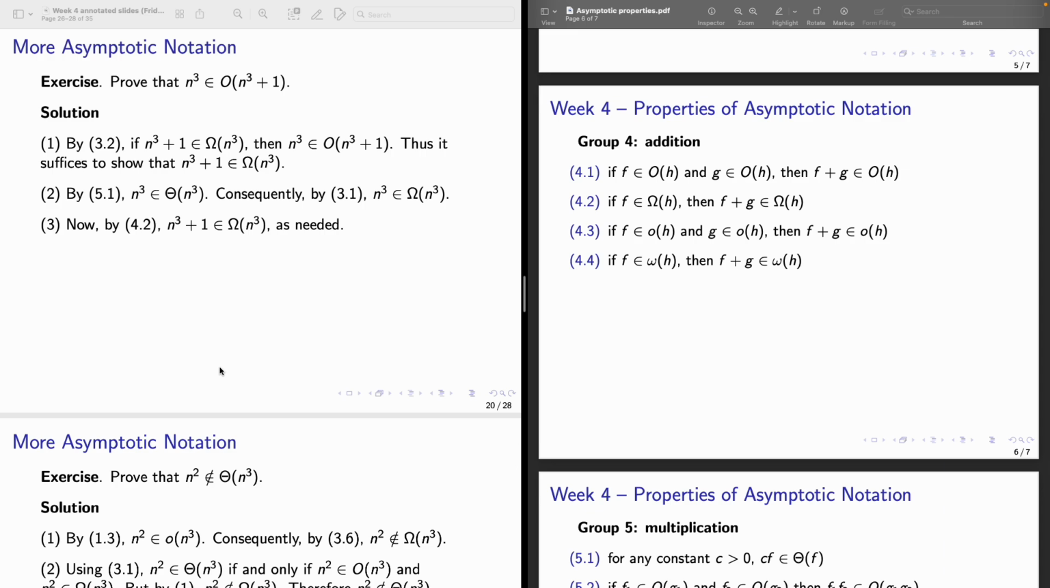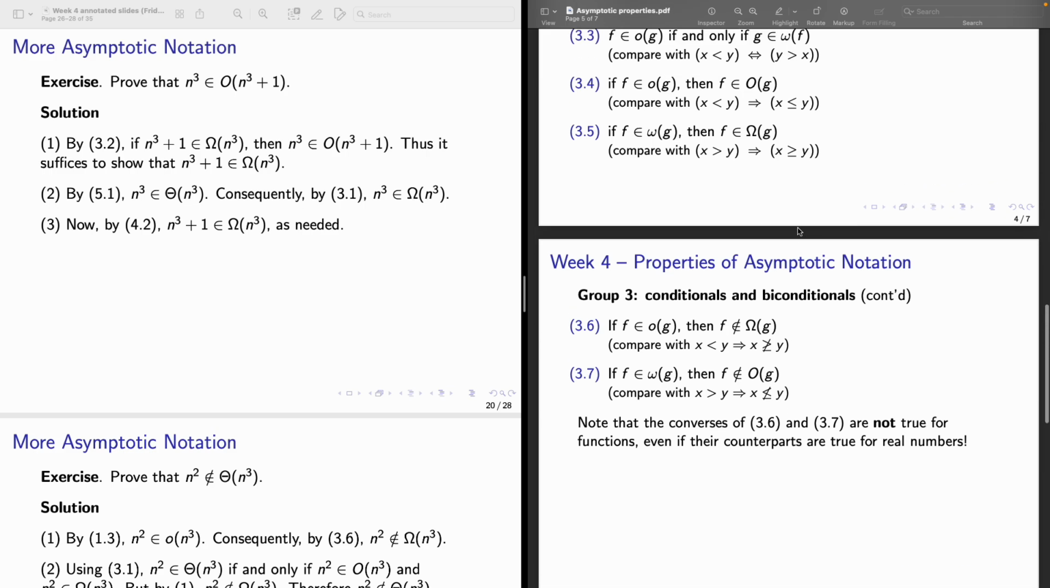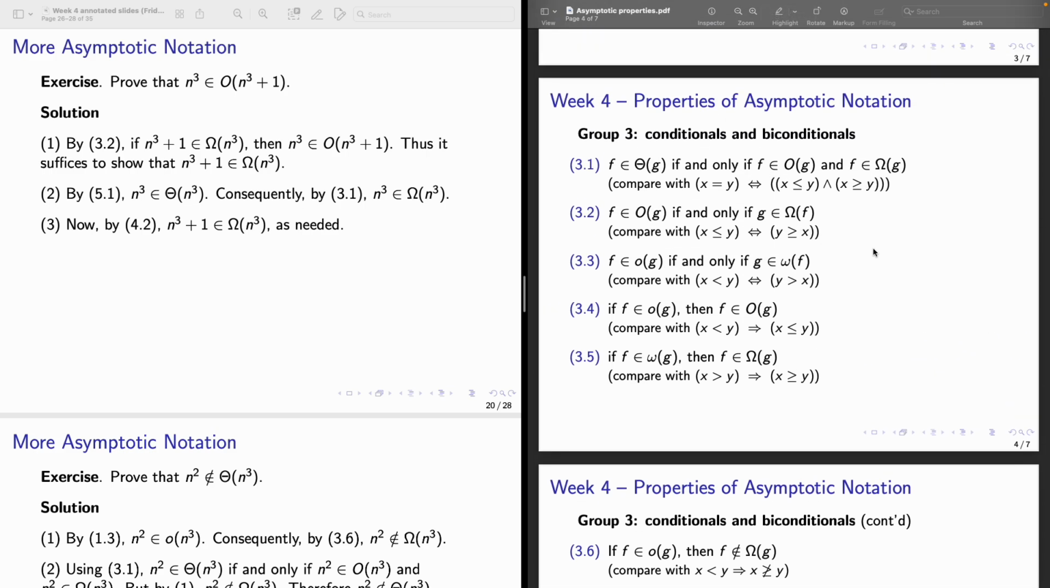And so we keep moving. Now we're going to show that n cubed is in big O of n cubed plus 1. So basically, n cubed grows at about the same rate or slower than n cubed plus 1. We sort of reduce this into a different question, I guess.